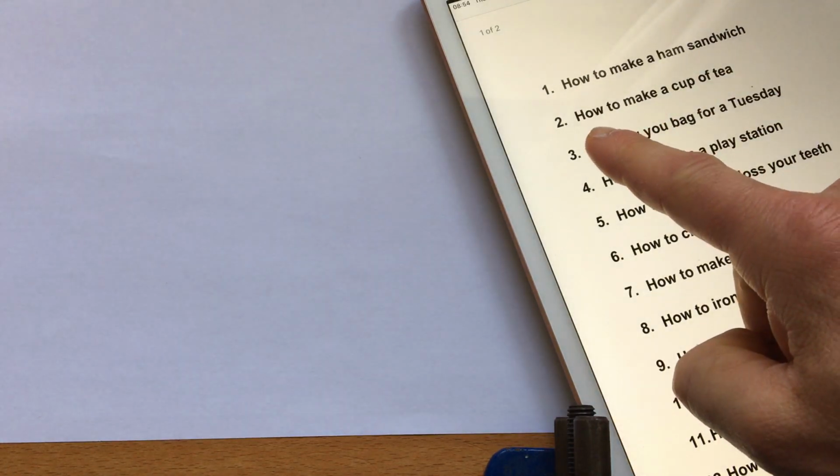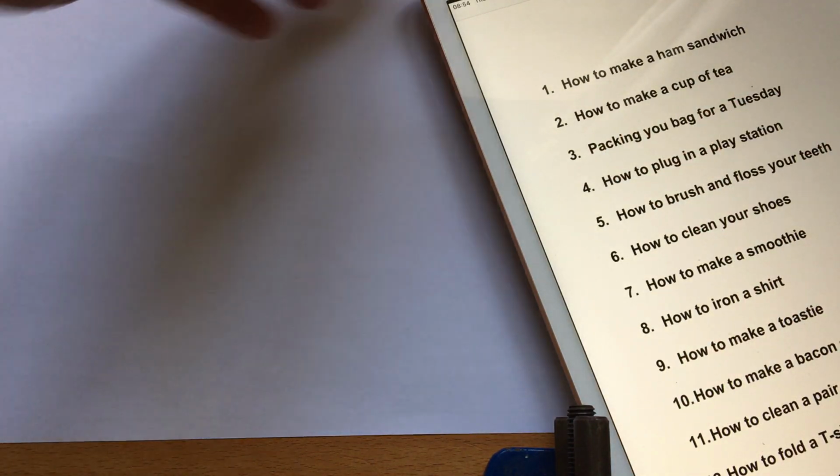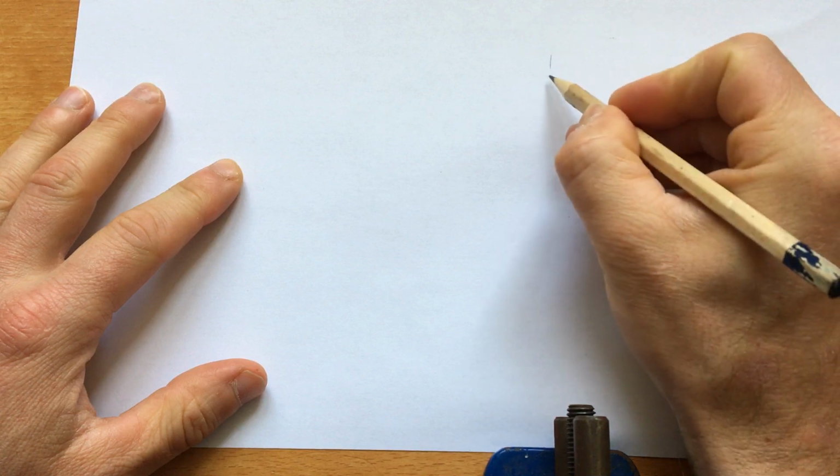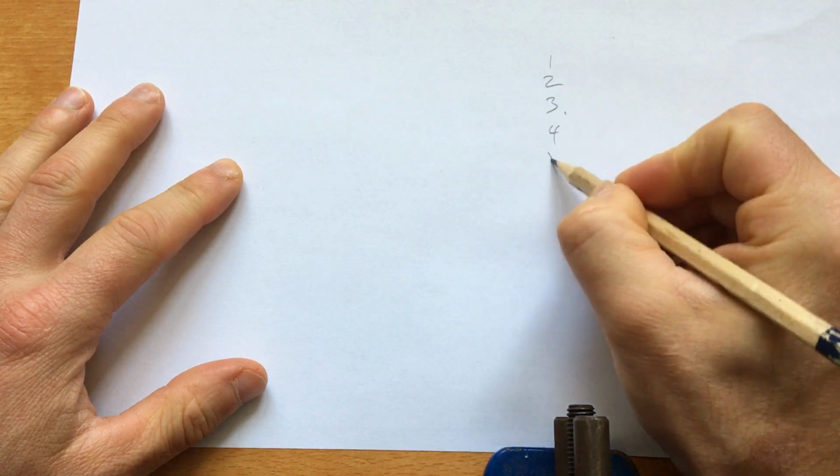So if I choose how to make a cup of tea, we're going to first of all look at generating some ideas. There's a space on the sheet that you can download to draw on, or just use a spare piece of paper. First of all, I can only use 5 boxes in my diagrams, so what I need to do is plan that out first.